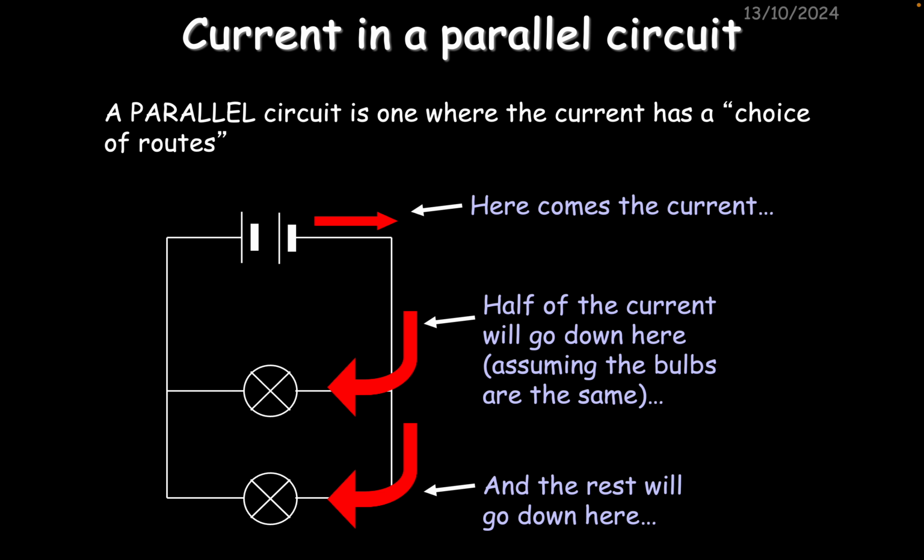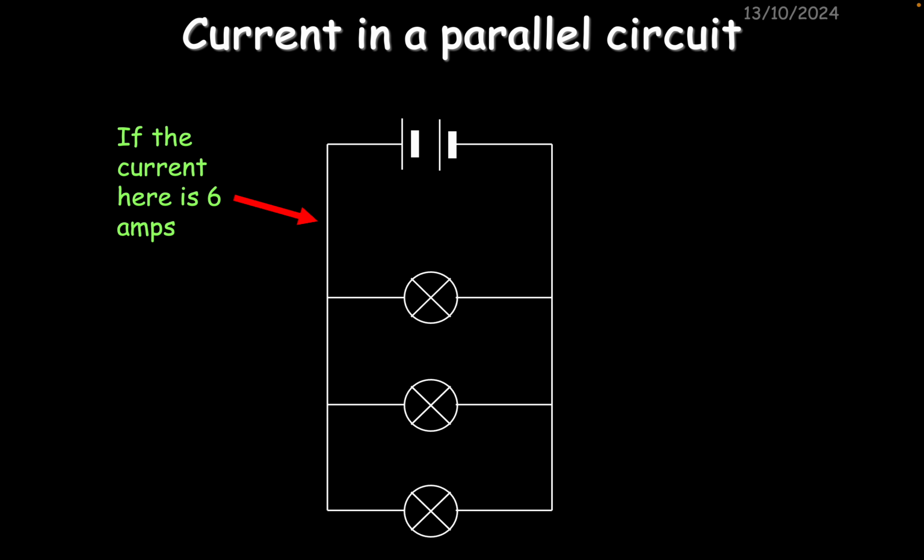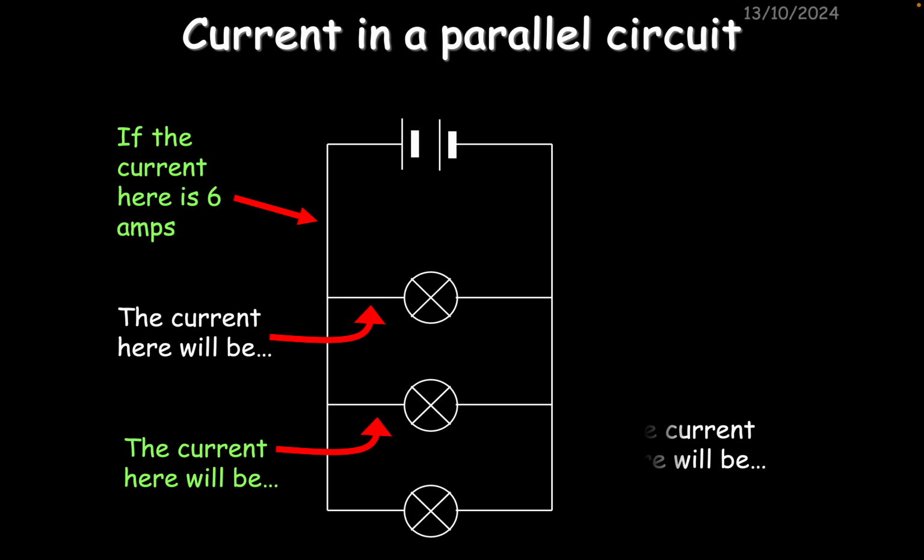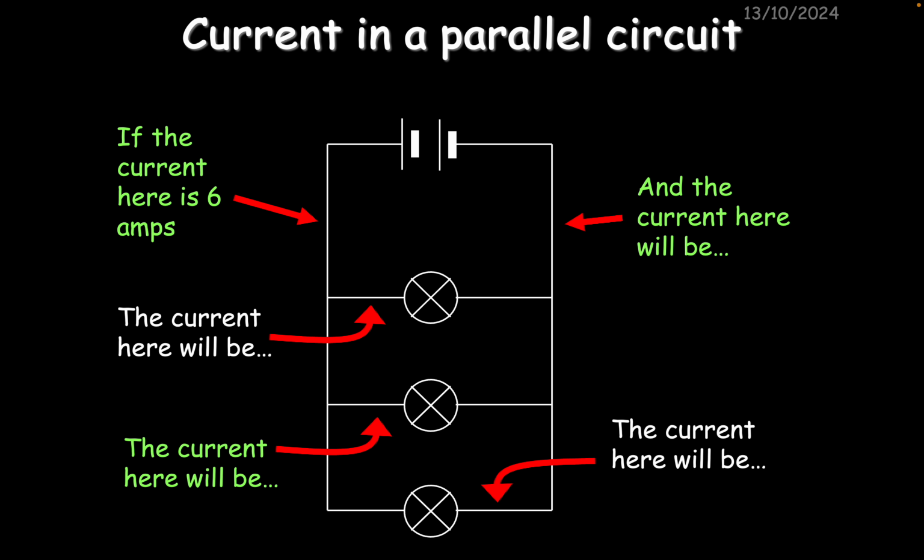You never lose current. So in a parallel circuit, the current is not the same everywhere. It depends on how many pathways there are for it to split up and then rejoin. The total current coming out of the cell will be equal to the sum of the currents going into each path. Say you've got 6 amps there, then if they're identical bulbs, you get 2 amps there, 2 amps there, 2 amps there, and then 6 amps when they all join up again. And in between, you can work out how much it will be.